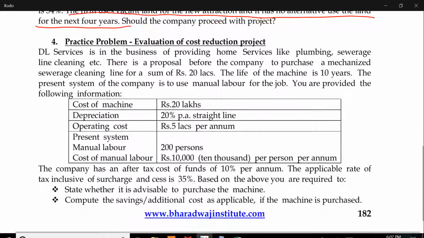Let's go to question number 4. Please go through the question. There is some extra information, just ignore that. That was a practice problem, but we'll do it in class. Go through question 4. Ignore the extra info on the next page.